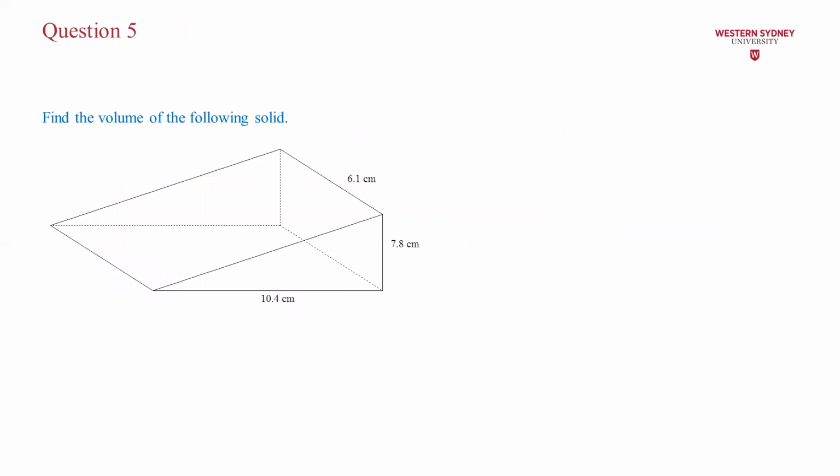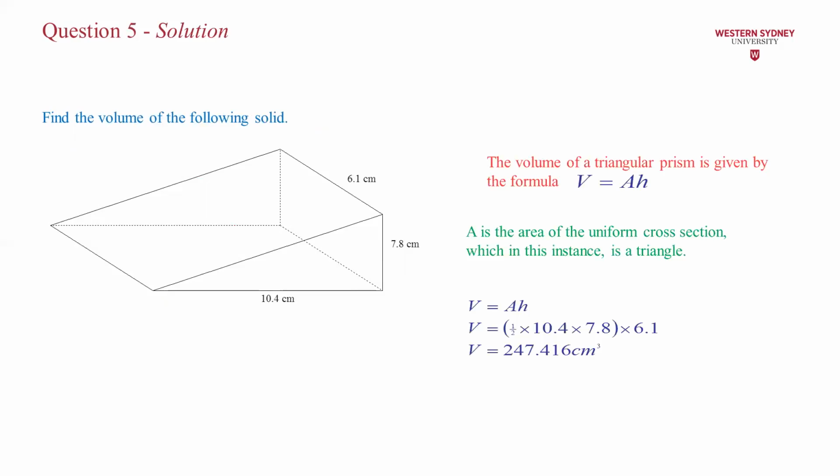Question 5. Pause the video now. The base is a triangle, so calculate the area of a triangle by multiplying it by a half base times height. In this case, a half times 10.4 times 7.8. Then to find the volume, we multiply by the perpendicular height, which is 6.1. This gives us a volume of 247.416 cubic centimetres. Remember, the units for volume are cubic units.